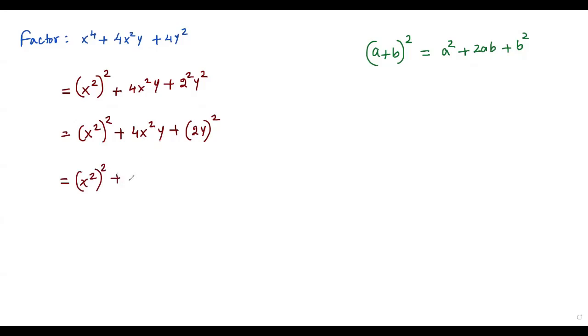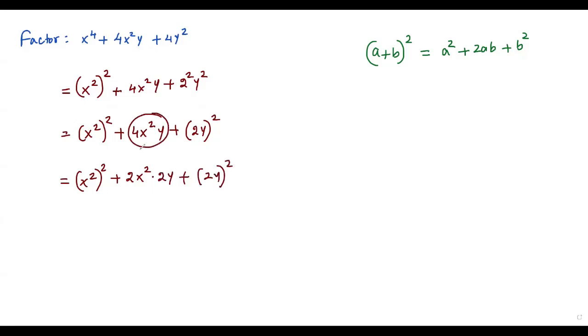This 4x squared y can be written in the form of 2ab. So for that, first let me write 2, and then I have to write a, but instead of a we have x squared. So let me write x squared, and instead of b in our problem we have 2y. So at the place of b I have to write 2y positive 2y the whole squared.